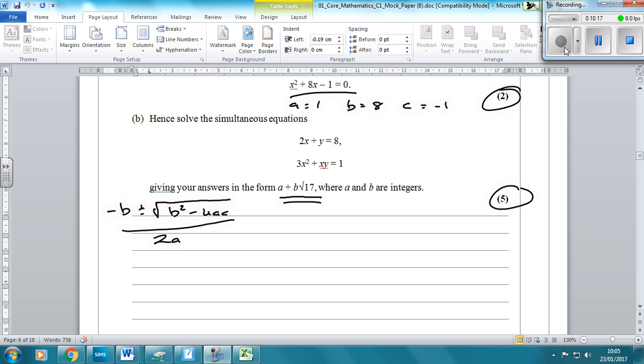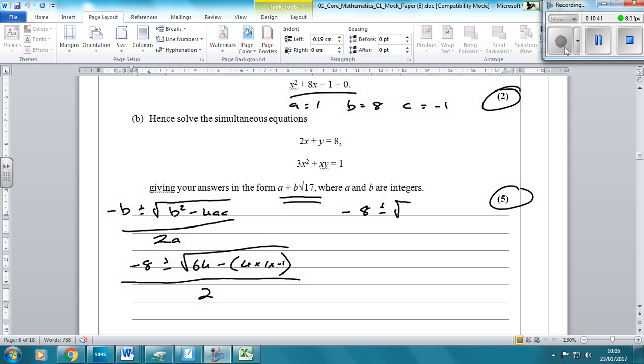So then we're going to substitute it in. That's going to be minus 8 plus or minus the square root of b squared, so that's 64, minus 4ac. Now always do 4ac in brackets. So it's going to be 4 times 1 times minus 1. And that's all over 2a, so that's going to be 2. So if we simplify that, minus 8 plus or minus the square root of 64 minus 4, so that's why we do it in brackets. This thing here simplifies to minus 4, so that's 64 take away minus 4. Just be careful with those signs, all divided by 2.